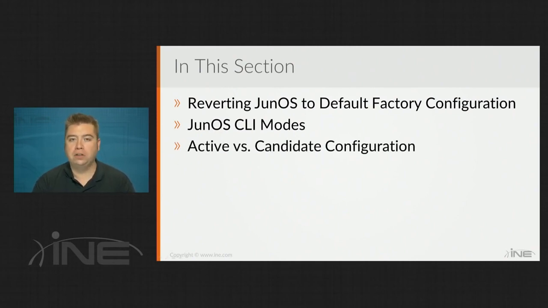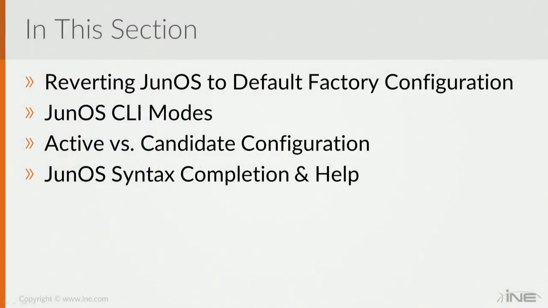We'll talk about the differences in the configuration structure. How does the active config versus the candidate config work, and how do config commits and rollback work? We'll talk about how we can get help from the CLI point of view. If you don't know the syntax for a particular implementation, there are a number of different ways that you can get help directly from the CLI.